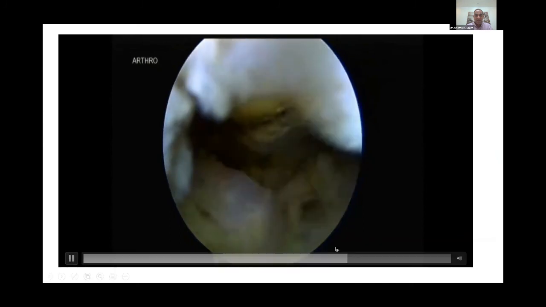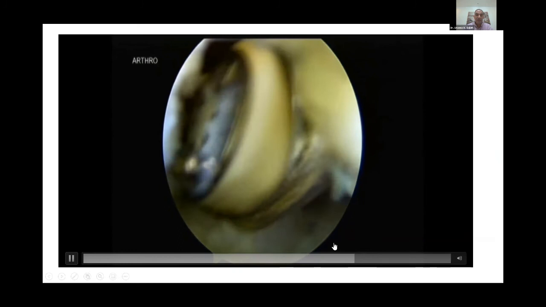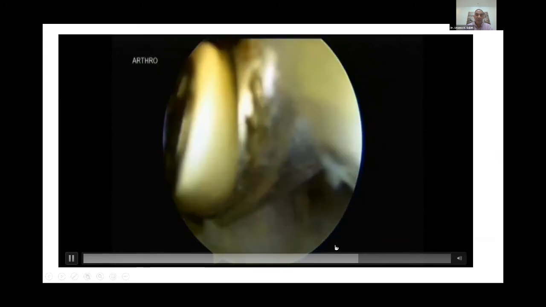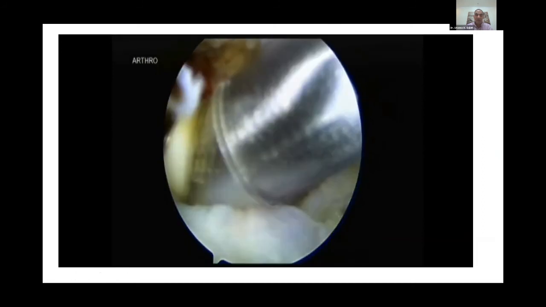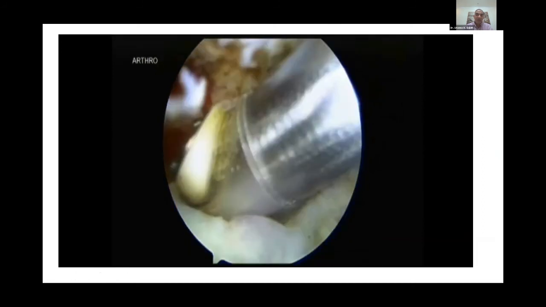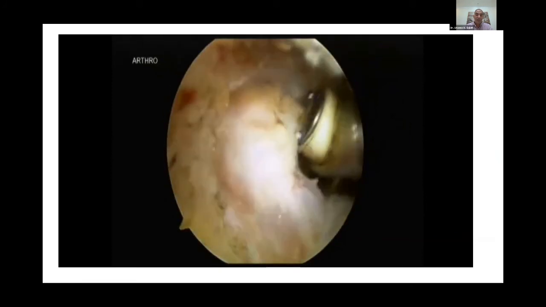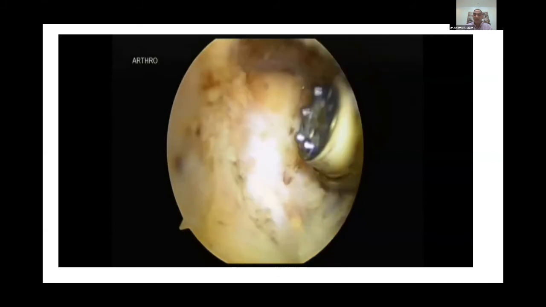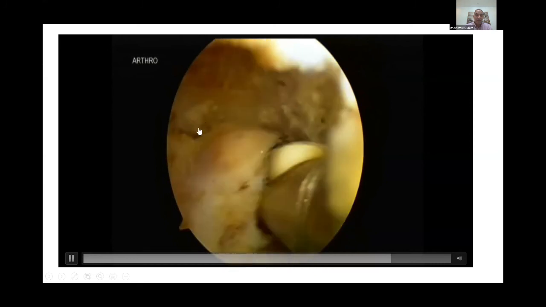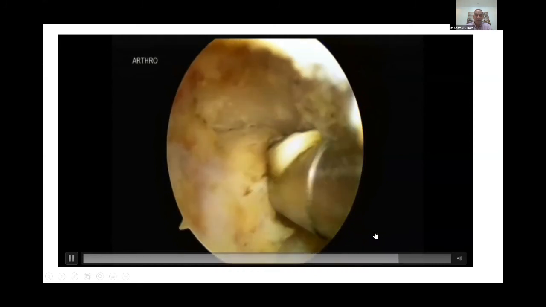At this stage, usually I'm shifting from the 30-degree scope to the 70-degree one. That's why I keep viewing from posterior. I guess the people who don't have this option of getting a 70-degree scope, they can shift their viewing portal to be from the anterosuperior lateral and keep working from the mid-glenoid portal. But since I do have this option of a 70-degree scope, I keep my viewing posteriorly. I can see clearly here the base of the coracoid with the 70-degree scope.